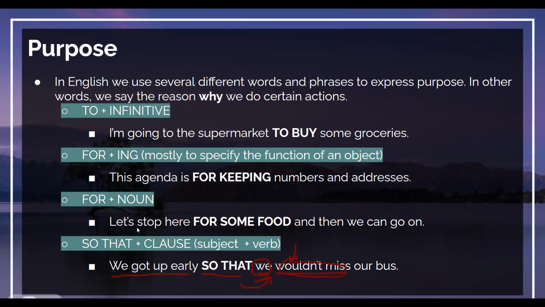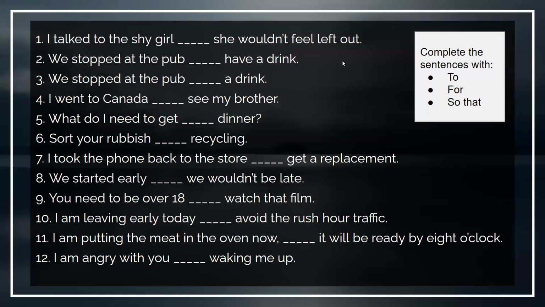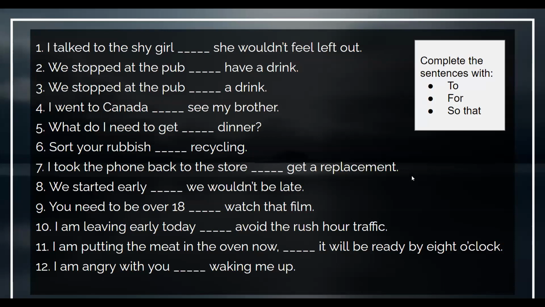Okay, so those are the four forms in which we can state purpose in English. Okay, here we have a little exercise. These are 12 items. You can pause here to copy them or to write down your answers. I'll be giving the answers at the end of the video. So you can pause in here and then we can go on.